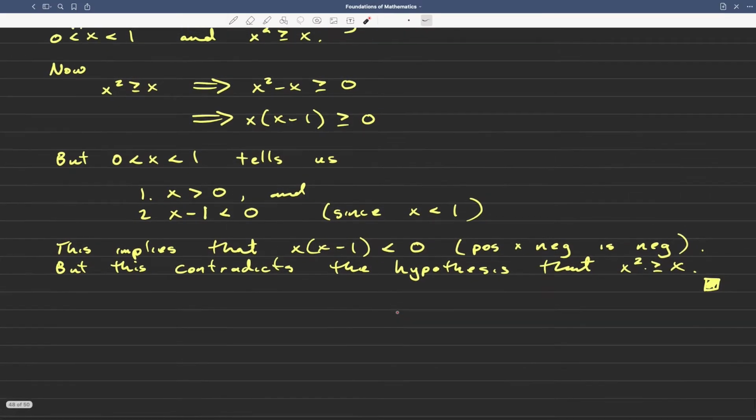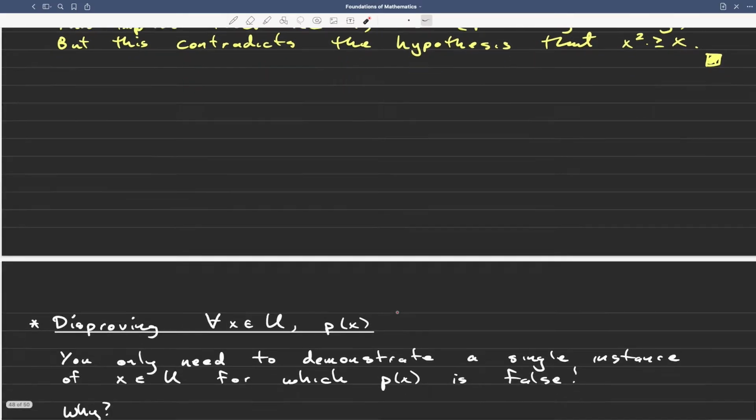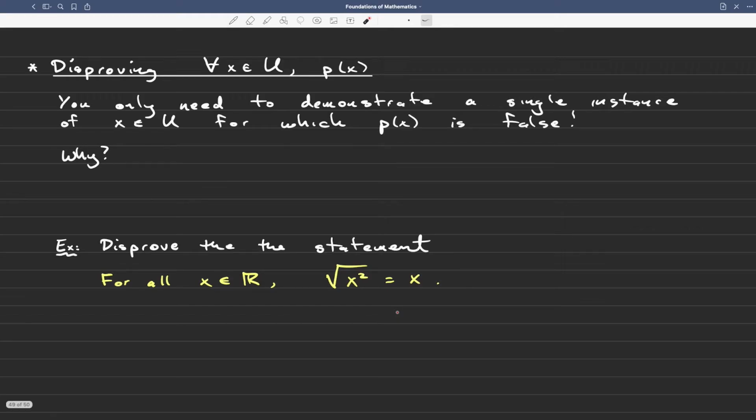In this case, it didn't really help, but at least it shows you the mechanics of how you'd go about it. Okay, another thing we want to talk about is how to disprove a universally quantified statement.